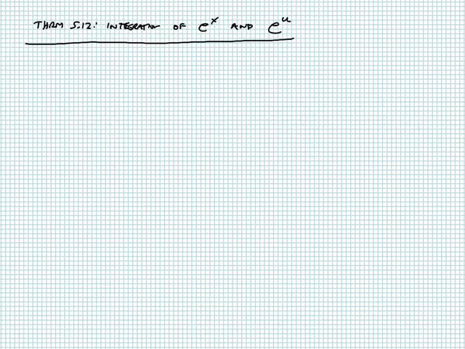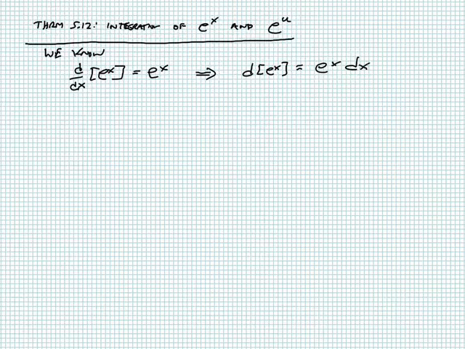Okay, so next we want to look at integration of e to the x and e to the u. And this is relatively simple to memorize because the derivative of e to the x we know is e to the x, and the derivative of e to the u is e to the u times u prime. So let's first start off with, we know already that the derivative of e to the x is just equal to e to the x. And so what I can do is multiply both sides by dx, and I get d of e to the x is equal to e to the x dx.